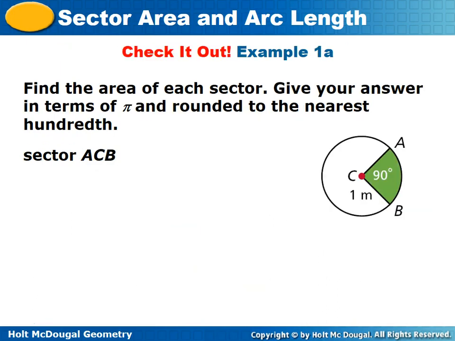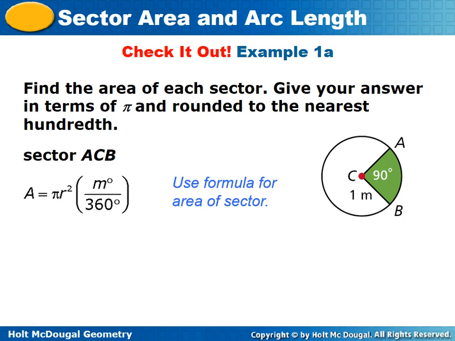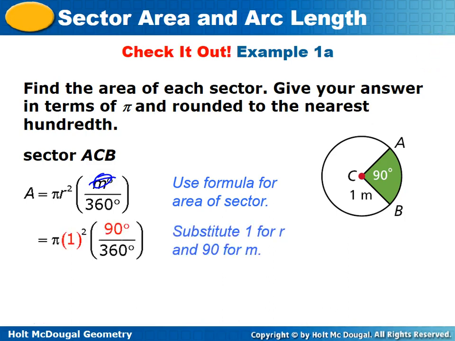All right, do these two check it outs and then come back to me when you're done. Okay, so with this problem here, again, our radius is 1, our theta, keep doing that because that's what's on our formula sheet, y'all, is 90. So we're going to plug those into the formula. And then we're going to, again, give an answer with pi in it and an answer when we multiply by pi. Pause the video and do the second check it out example as well.